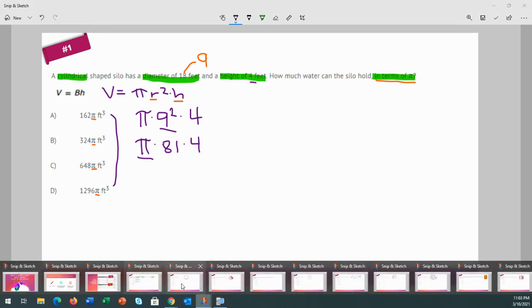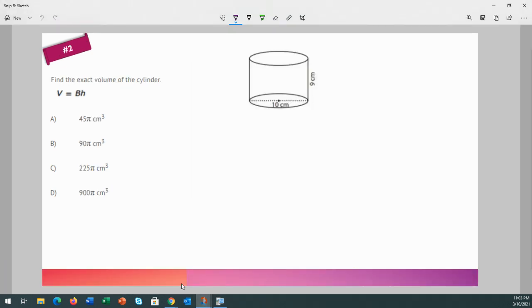Okay, let's look at number 2. I'm not going to give you the answers on this, but I am going to lead you right to the goal line so you can score that touchdown. All right, we do have a picture for this one. Find the exact volume of the cylinder. And we can tell this is a cylinder problem because, I mean, look, there's a picture.